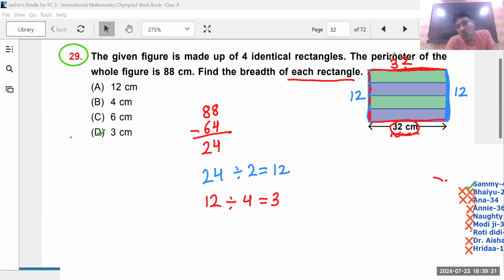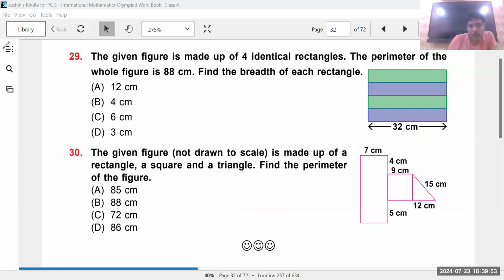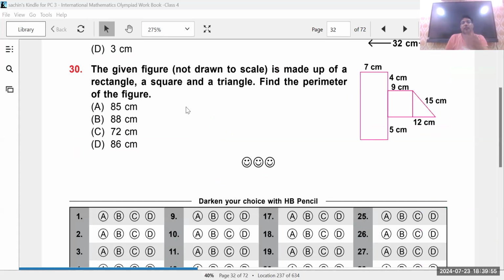This is 32. So this will be 32. Now how much perimeter is left? 88 minus 64, 24 perimeter is left. That will be divided into two breadths. 24 divided by 2 gives me 12. 12 will be divided between 4 smaller breadths, which will give me 3. So last question is also tricky. Try it, kids.